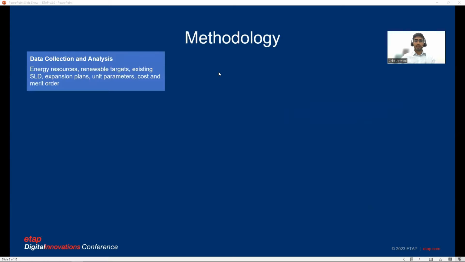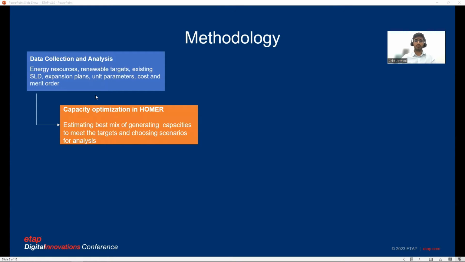The project progressed in various stages. So in the first step, we collected data about the system to understand the system. So we looked at the energy resources present in the system, the existing single line diagram, the expansion plans, the cost of generation, the different generation sources, and the merit order. We also collected information about the dynamic parameters for the generating units as well as their control systems.